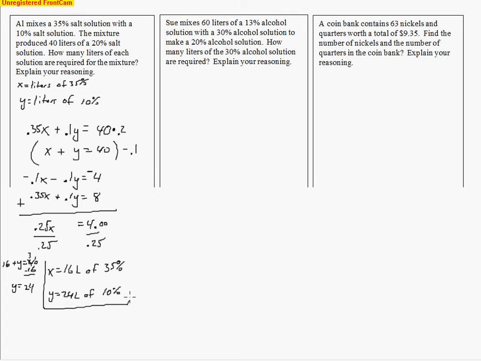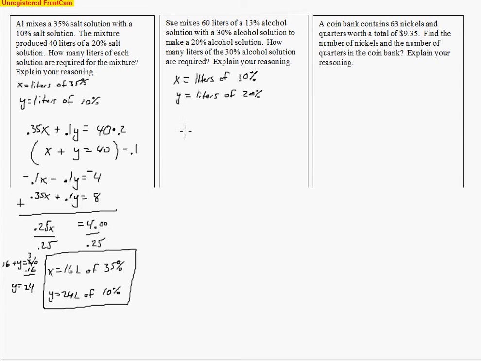So taking a look at the other problem, it's very similar, except in this last case we were given a known amount of mixture. Here we're given a known part. So it says Sue mixes 60 liters of a 13% solution with a 30% solution to make a 20% solution. So we're supposed to find out how many liters of 30% alcohol solution were required. So let's call X equals the number of liters of 30%, and we'll have to assign a variable for the 20%, so I'll just call it Y, liters of 20%.